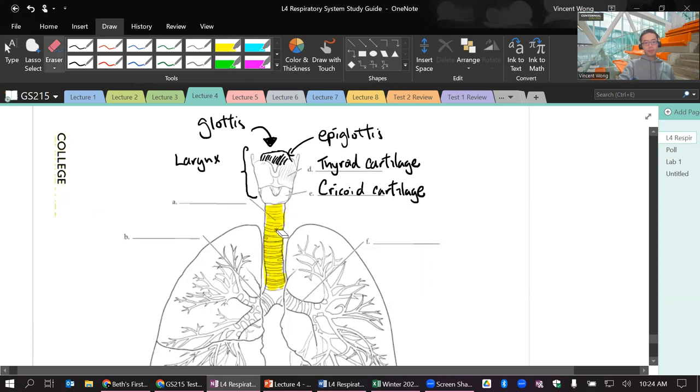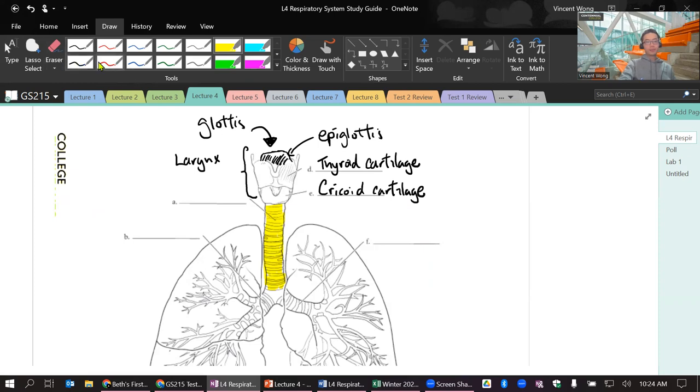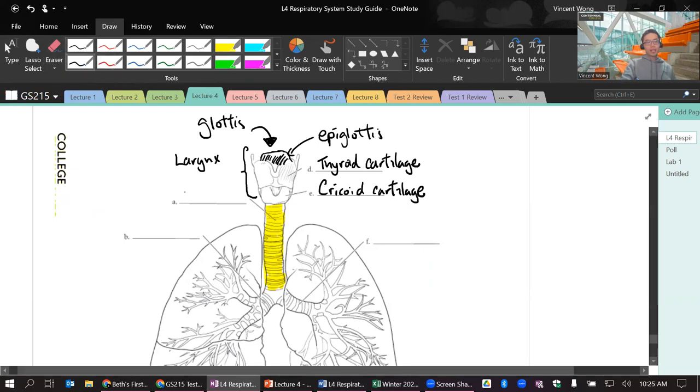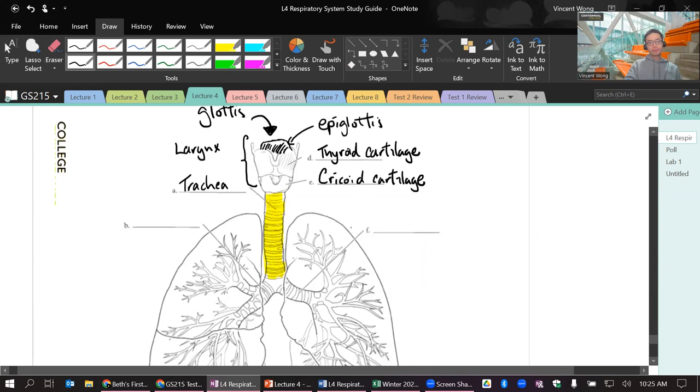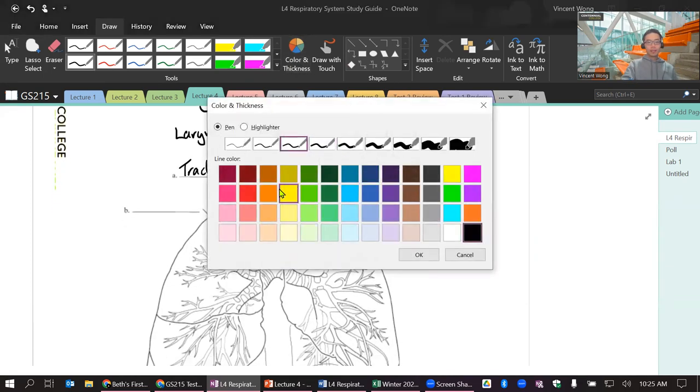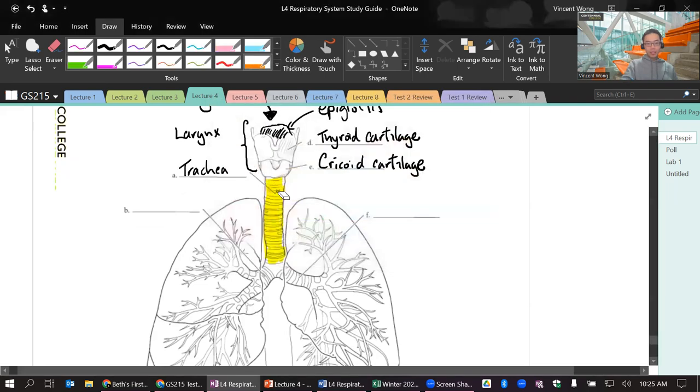Okay, how about this? This tube right here? You should recognize that as the trachea. And it's protected by all these cartilage rings. C-shaped though, because we don't want to constrict the esophagus that's behind. Now, the trachea will split into the primary bronchus. Bronchus is singular, bronchi is plural.